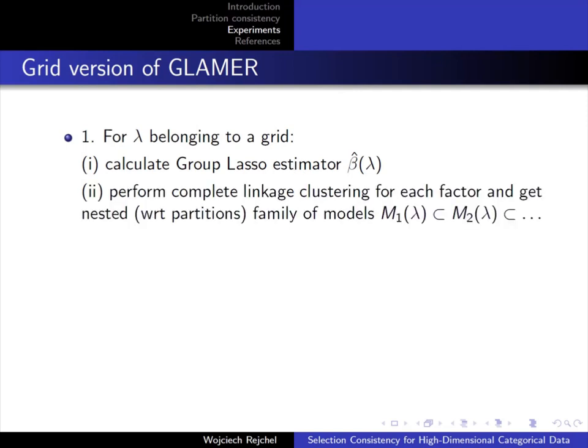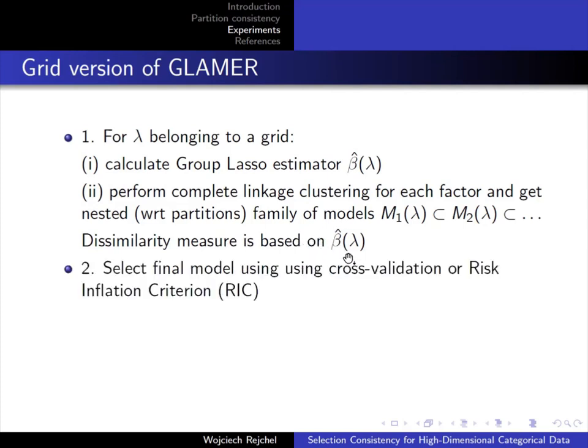Then, as I told you, we are not able to merge using this threshold because we do not know the threshold. So we replace this step by clustering, which is about trying to find the nested family of models. When we do clustering, the similarity measure is based on this group lasso, and then finally you have a family of models, and you can find the final model using cross-validation or using information criteria.